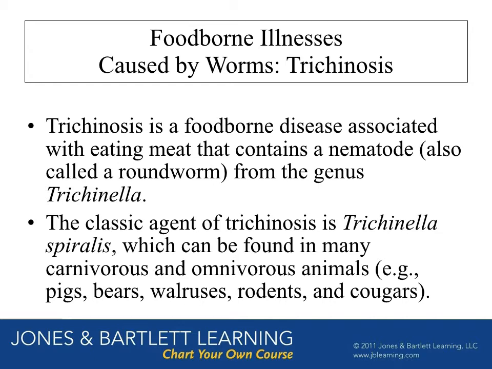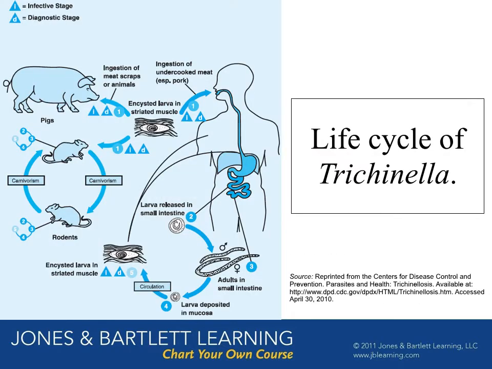And again, we think about pigs and things, but walrus, rodents, cougars, bears, almost anything that eats other meat or that eats both meat and an omnivorous diet can have this. And so from an exposure pathway in the US and many countries, pork and pork products are the primary transmission pathway. And you see there's a graphic here about the pig or the animal eating contaminated meat scraps or contaminated other things.